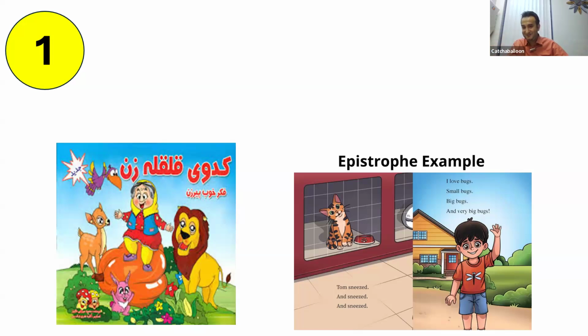So it's a kind of repetition that children love in that story. Even in English literature, I have seen Dr. Seuss, a very, very famous one for that, making lots of rhymes in the words, encouraging the child to understand, for example, Thomas sneezed and sneezed and sneezed. I love bugs, small bugs, big bugs, and very big bugs. So it's a kind of repetition in the story that the child feels control and familiarity with. So we can predict it. So repetition is important.